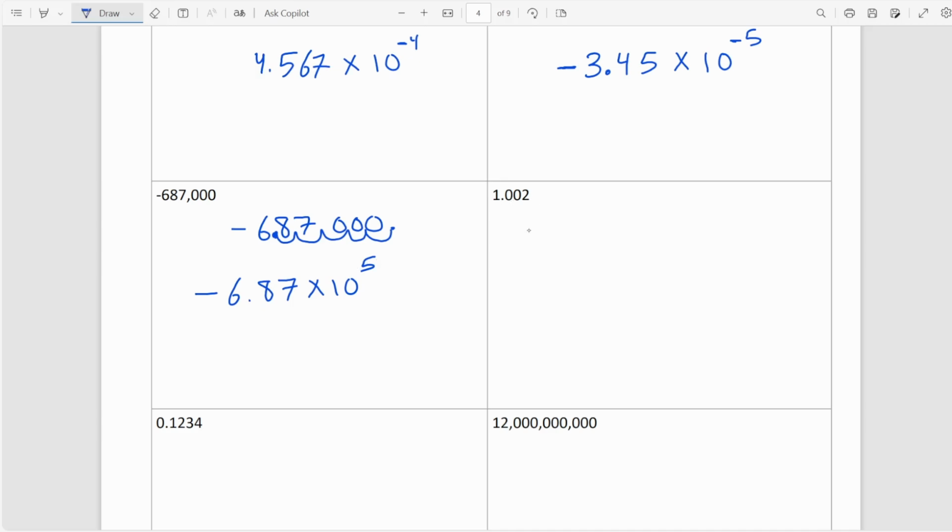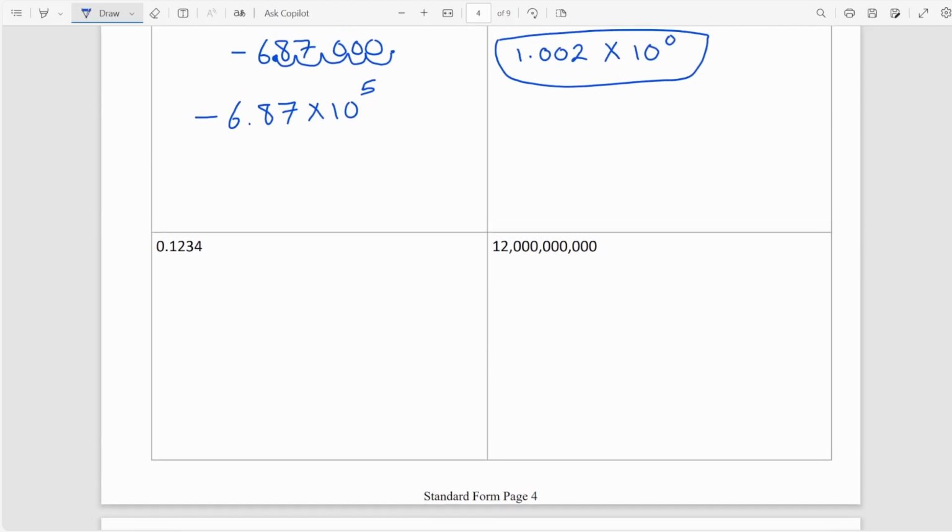All right, now we have 1.002. Again, the number is already bigger than 1 and less than 10, so we're good to go. We'll just multiply this by 10 to the power of 0. This is the answer, okay?